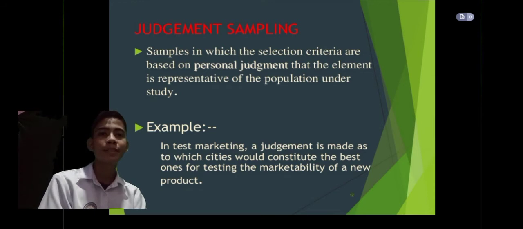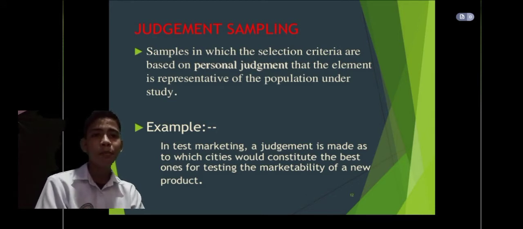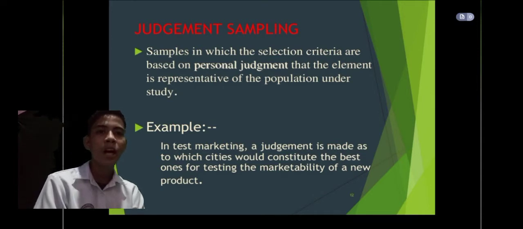Next is judgment sampling. These are samples in which the selection criteria are based on personal judgments that the element is representative of the population under study. An example of judgment sampling is in test marketing, where a judgment is made as to which cities would constitute the best ones for testing the marketability of a new product.